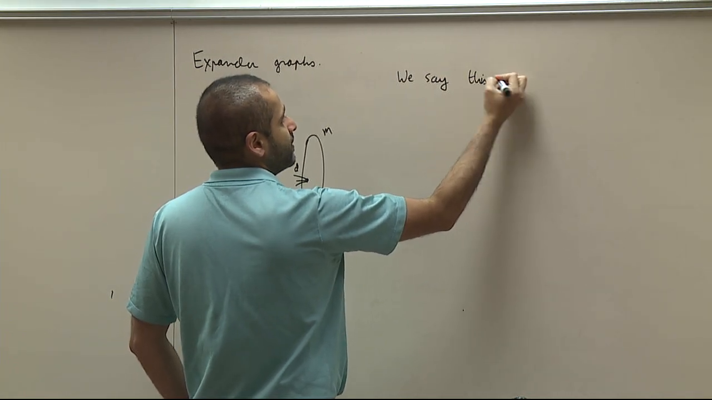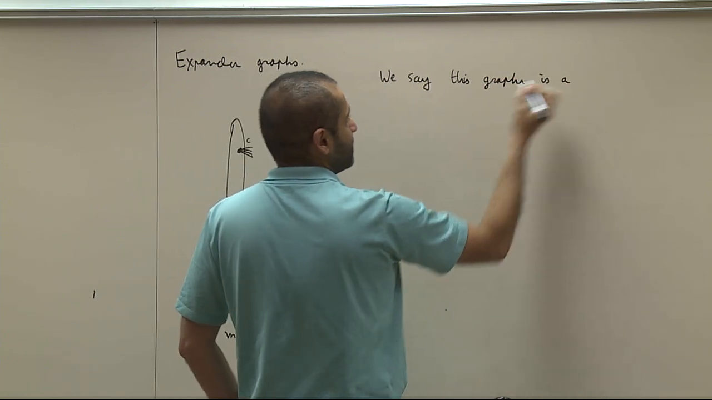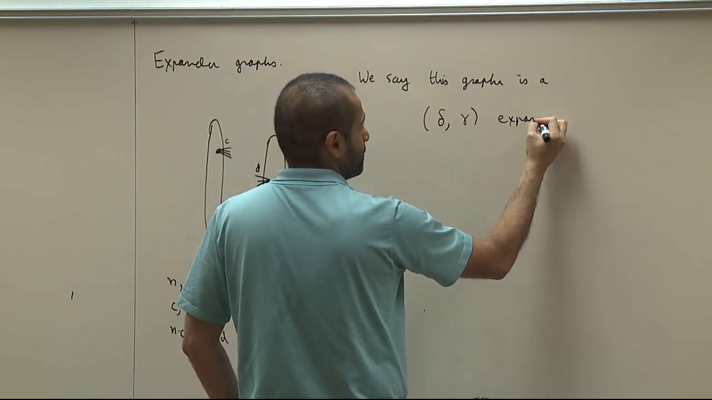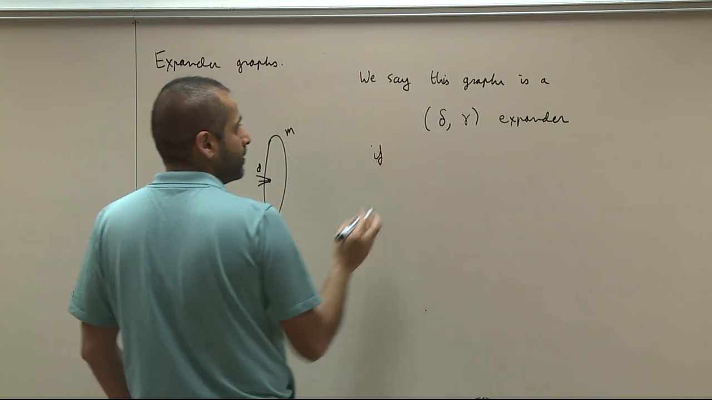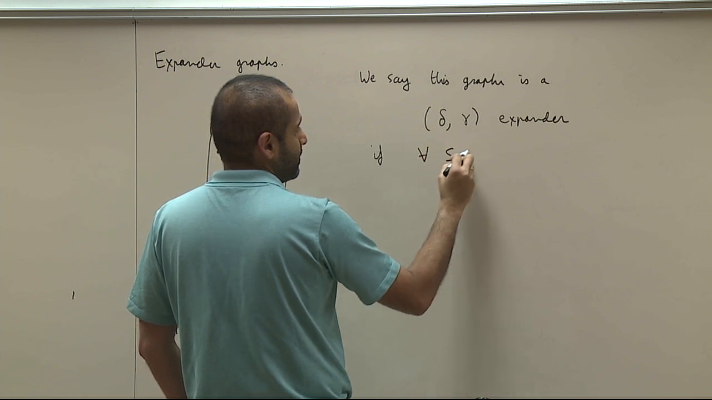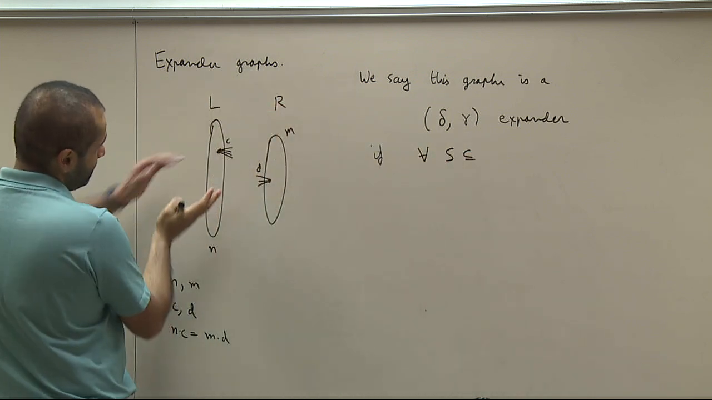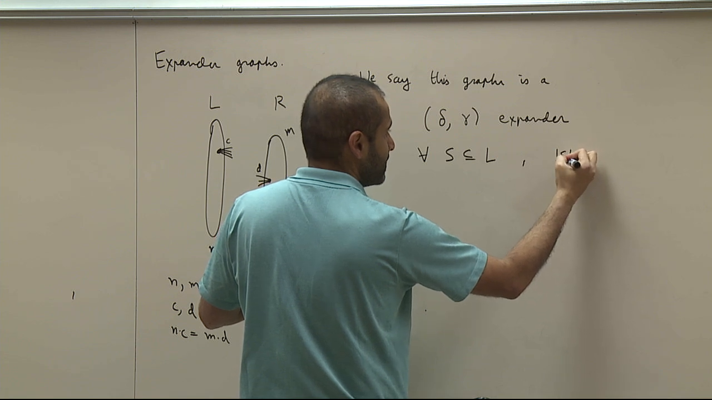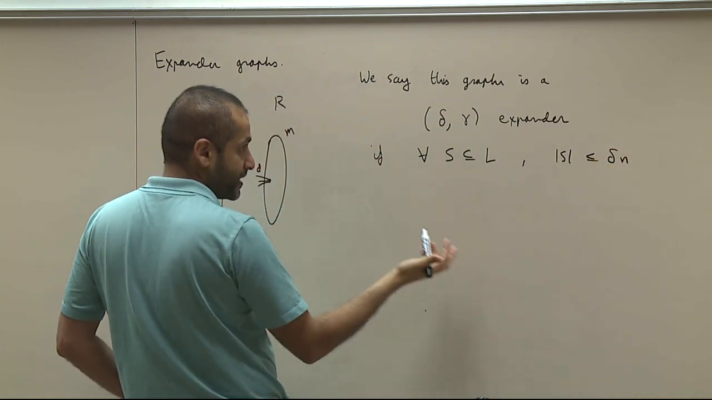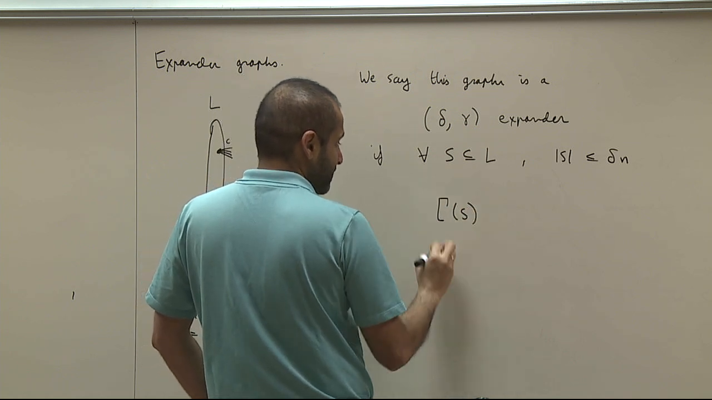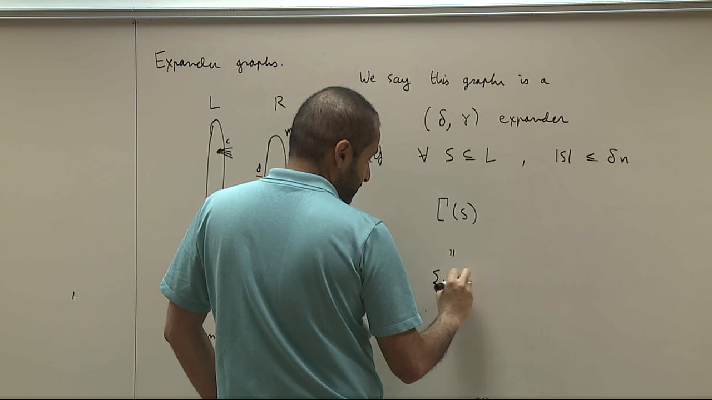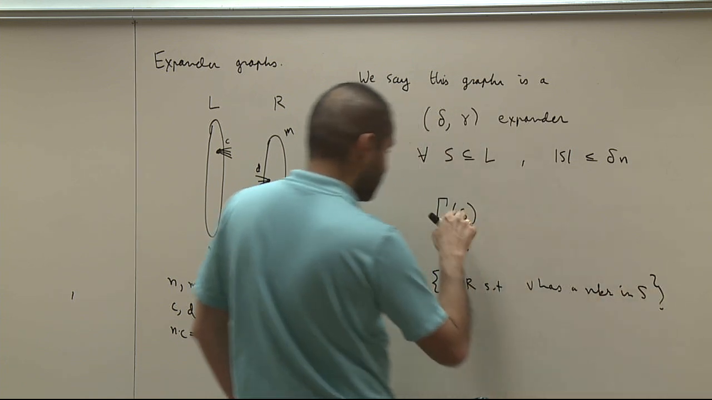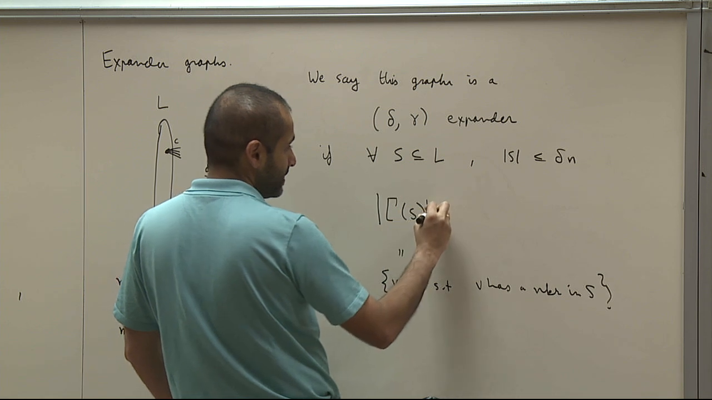We say this graph is (delta, gamma) expanding if for all subsets S of the left hand side with size at most delta n, the set of its neighbors is big. The neighborhood of S is the set of all vertices v on the right hand side such that v has a neighbor in S.